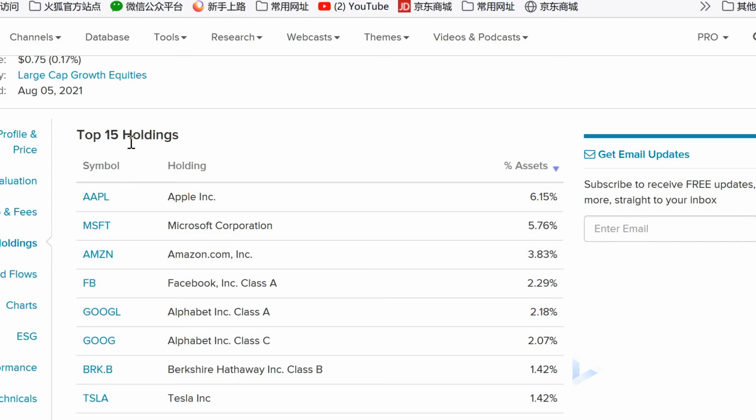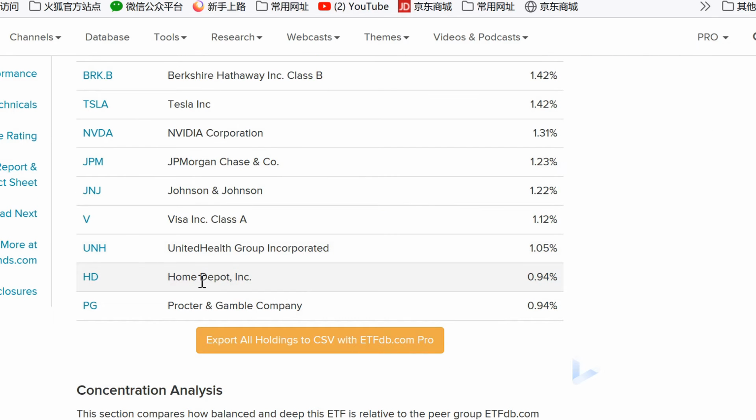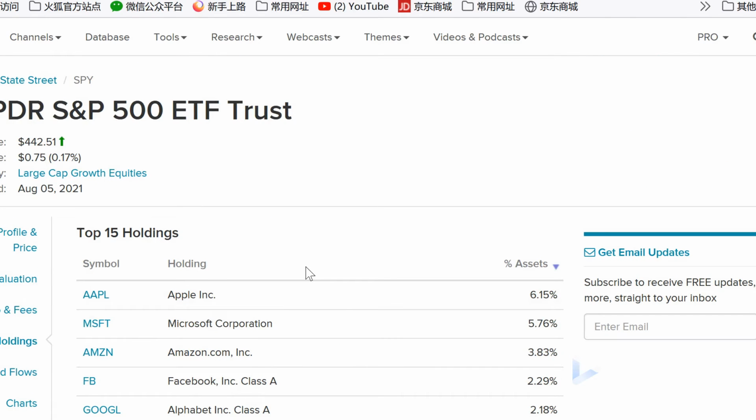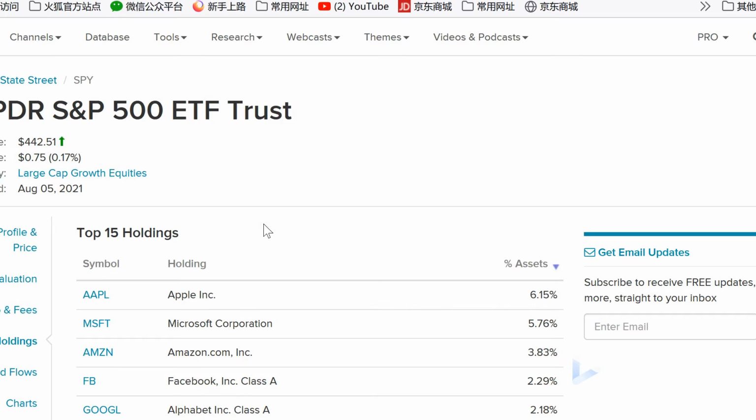Here you see the top 15 holdings. Most of them are stocks, so you actually see what's inside this ETF. As you can see, SPY is holding 6% of Apple, nearly 6% of Microsoft, nearly 4% of Amazon, Facebook, Google, etc. You also see Procter & Gamble Company, Visa, Johnson. We are talking about big blue chip stocks. You no longer have to buy all these stocks individually. The ETF manager can do this for you, for only a very small fee.